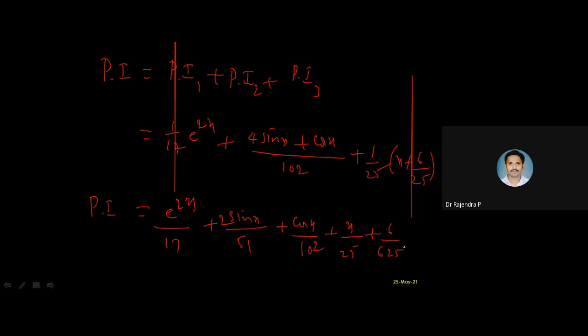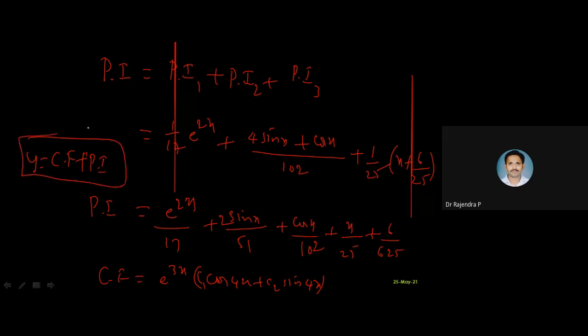And what is your complementary function? Have you remembered? Yes, sir. e to the power of 3x into c1 cos 4x plus c2 sin 4x. Good. So now these two we have to add to get our complete solution. Y is equal to CF plus PI. This we already know. To get your complete solution, add these two.